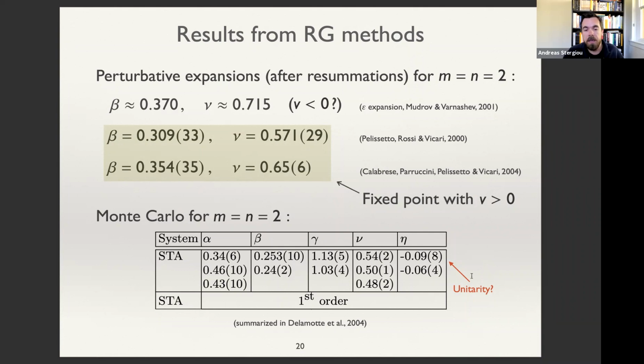And I should say that this happens in these O2 times O2 theories, but it also happens in the O2 times O3 theories that have also been studied with Monte Carlo by Kawamura and other people. And they again find these negative etas in those simulations.